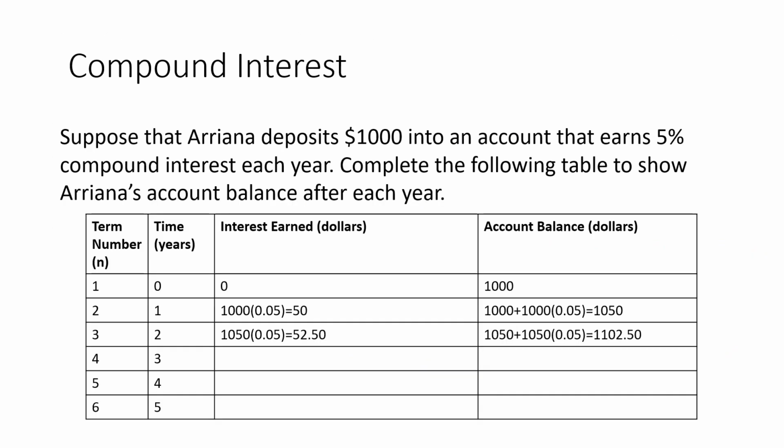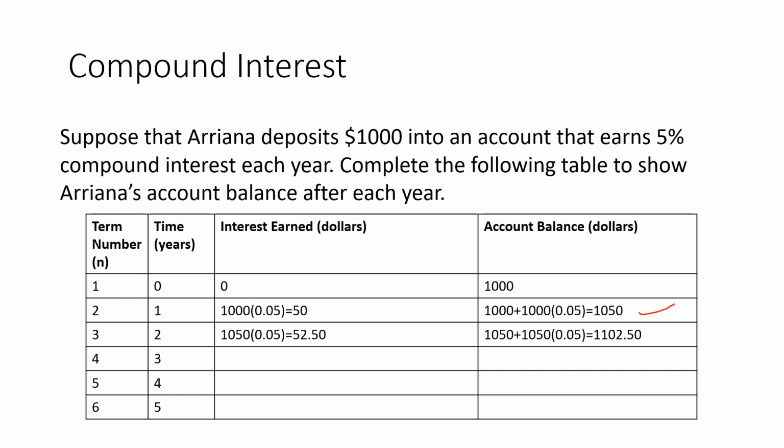Compound interest. Compound interest is an exponential function. Suppose that Ariana deposits $1,000 into an account that earns 5% compound interest each year. Complete the following table to show Ariana's account balance after each year. So at year 0 she had $1,000, and then 5% of 1,000 is 50. So the first year, $50 was added.